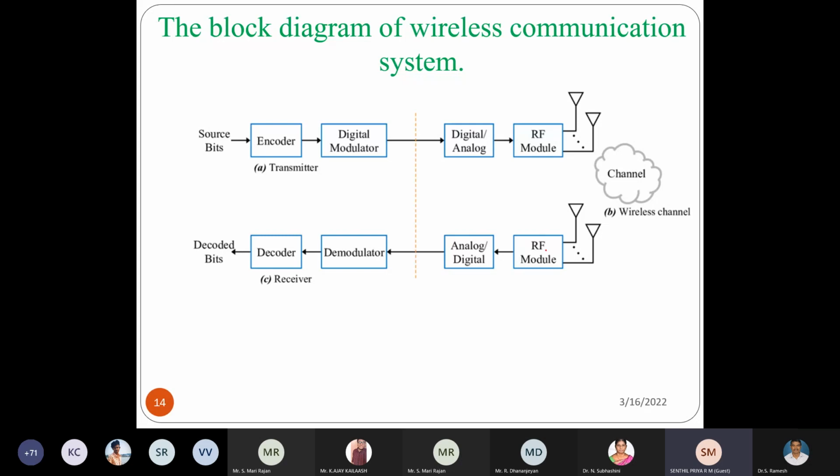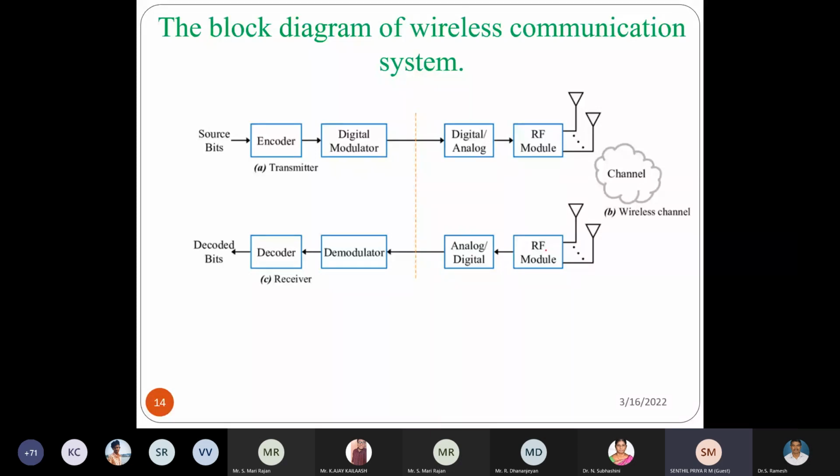So, the transmitter side. Whatever the signal, it is going to be modulated. Now here we are going for a digital modulation system, right? Like ASK, PSK, FSK, and we are going for analog to digital conversion, and we have an RF module, which acts as a transmitter as well as a receiver. And here we have a channel, the wireless medium. It can be a wired medium also, but we are going to talk about the wireless medium.